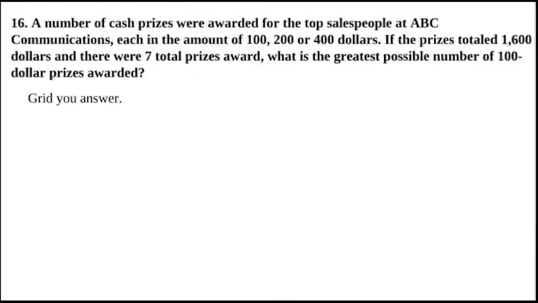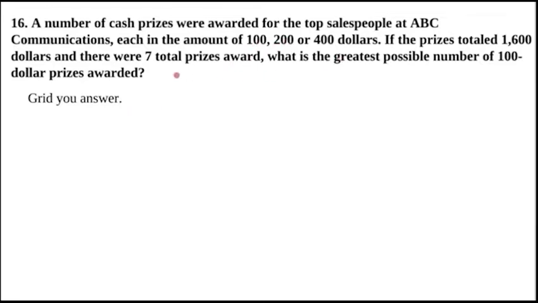Welcome back to Maths Plus. We're on question 16. Let's read it. A number of cash prizes were awarded for the top salespeople at ABC Communications, each in the amount of $100, $200 and $400. If the prizes totaled $1,600 and there were 7 total prizes awarded, what is the greatest number of $100 prizes awarded? We need to grid our answer.